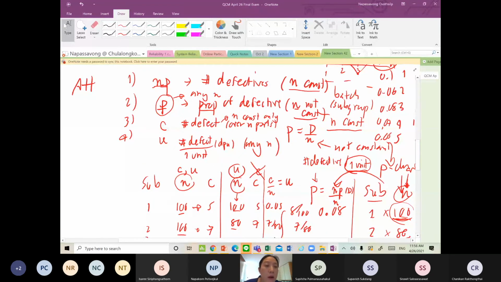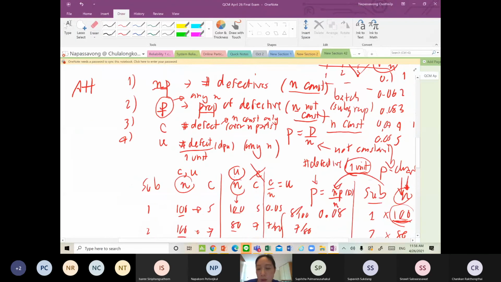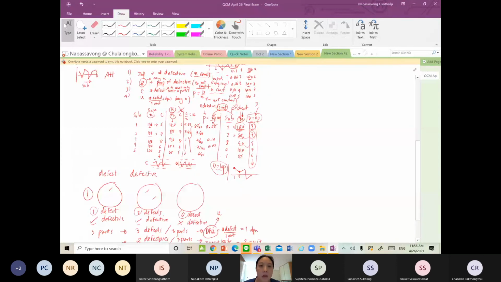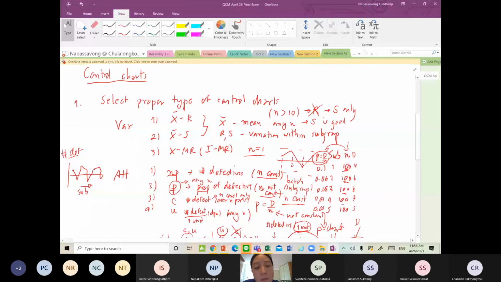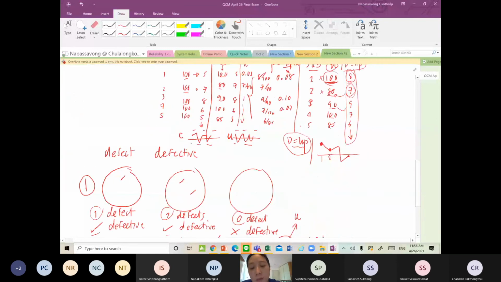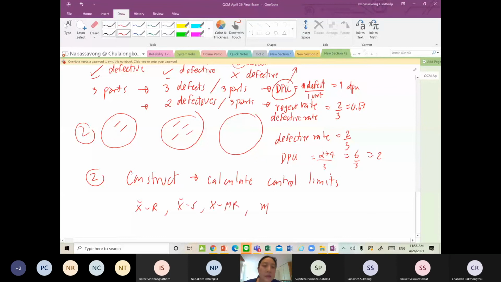About control charts, that was the selection of the proper type of control chart. The next topic that you need to be able to do is to construct. Construct means to calculate the control limits for each chart. For the X bar chart and all the chart types, you have to be able to calculate the control limits. You have the formulas already, so you should be able to calculate it.